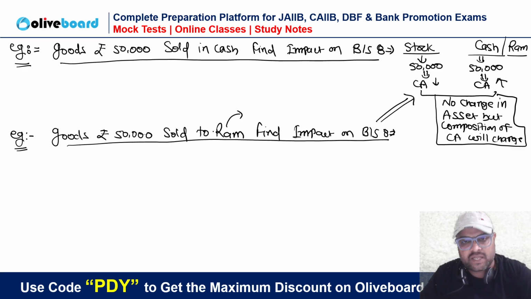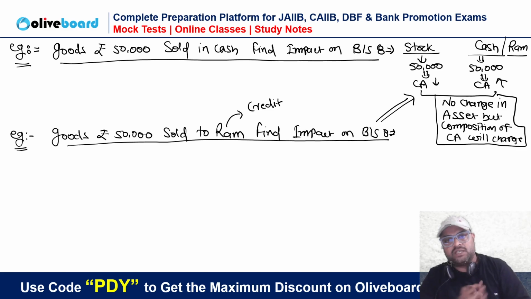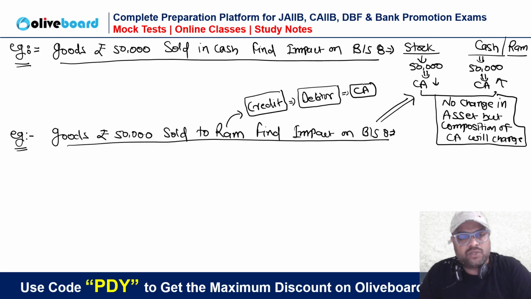when the name is given in the question, it means you sold that on credit, even if it is not given in the question. If the name of the buyer is given in the question, you should always assume that that person purchased it on credit. When someone purchased it on credit, he will become your debtor. Debtor is also a current asset. So again, there is no impact on the total of the asset side, but the composition of the current asset will change. Now, debtors will increase and stock will decrease.